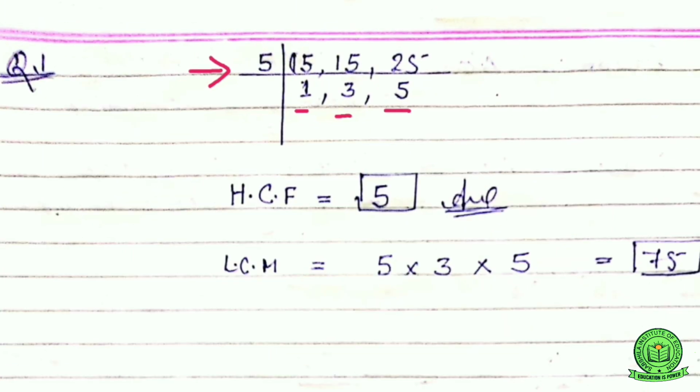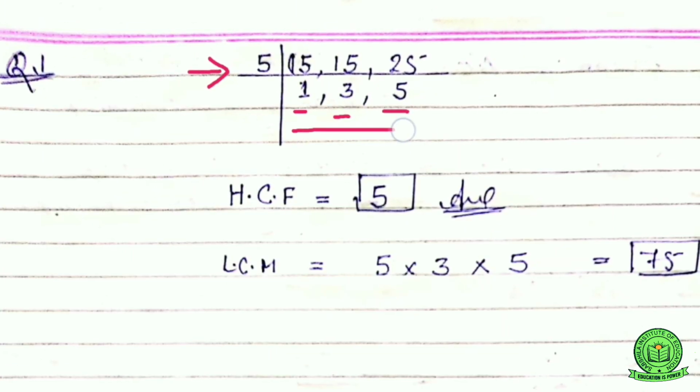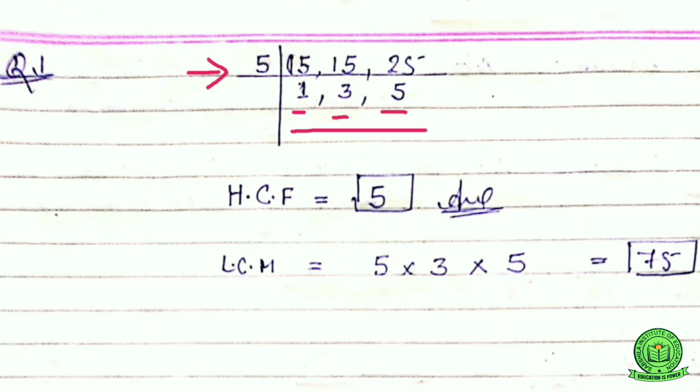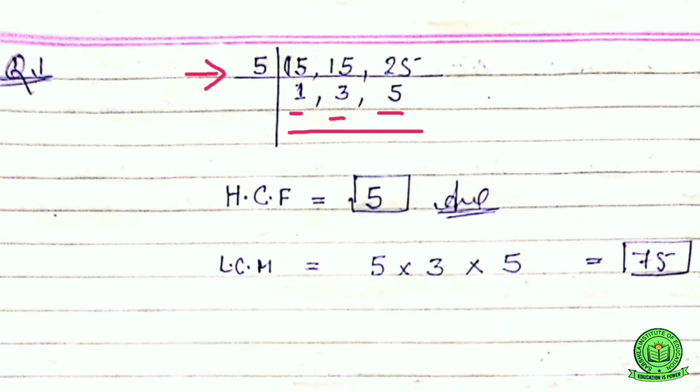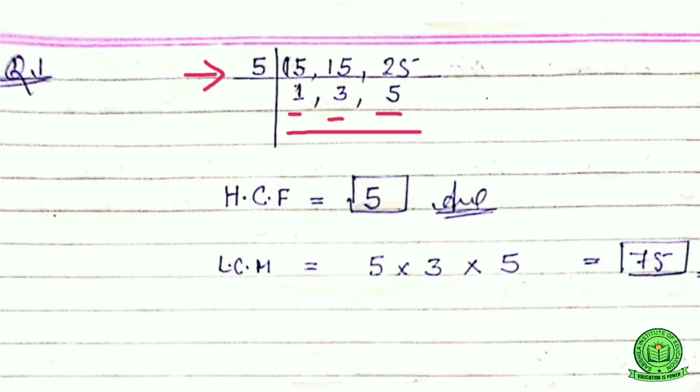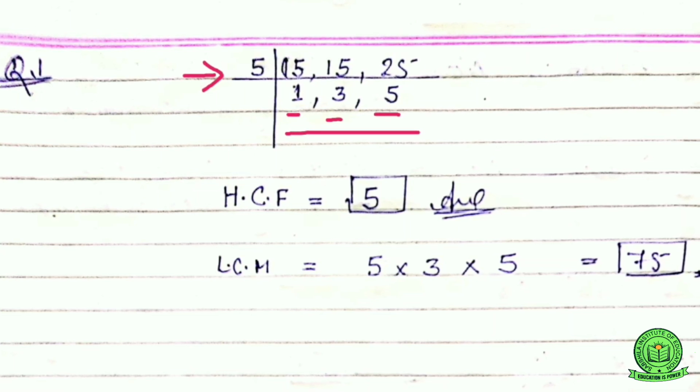We have to stop when the numbers are not divisible by any one number. 1 is a different number, 3 is a different number, and 5 is also a different number, and they can't be divided by any one number. So I have stopped.